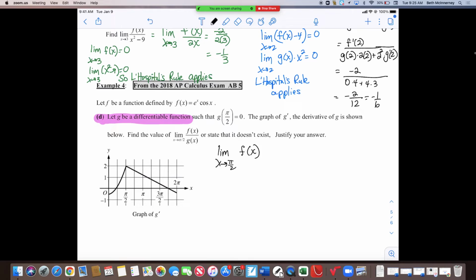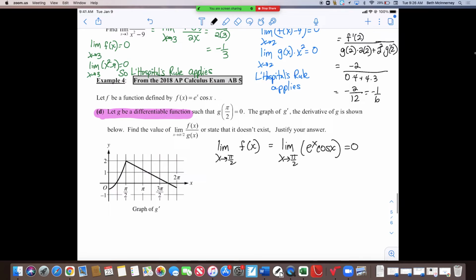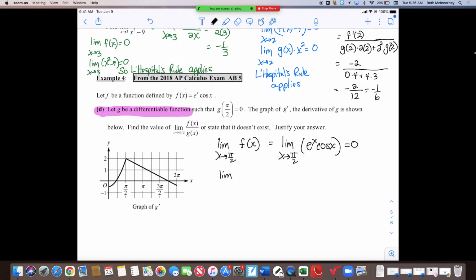So let's take a look here. If I do just the numerator, f of x is e to the x cosine x, so that's 0. The limit as x approaches pi over 2 of g of x. Okay, this is really, really important. This is what they love to do to you on the AP exam. What is this the graph of? It's g prime. It's the derivative.